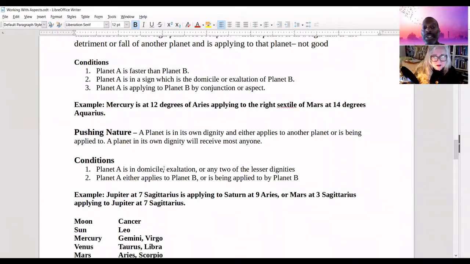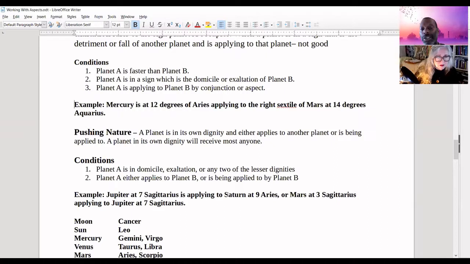So the conditions for this are: Condition 1, planet A is in domicile, exaltation, or any two of the lesser dignities, which we have not talked about. Okay, so we've only really been talking about domicile and exaltation, so just think about those for now. Condition 2 is planet A either applies to planet B or is being applied to by planet B. So I've given two examples here.